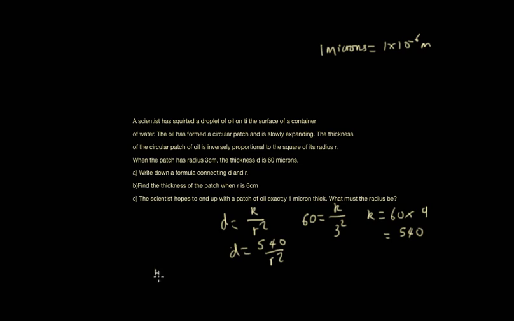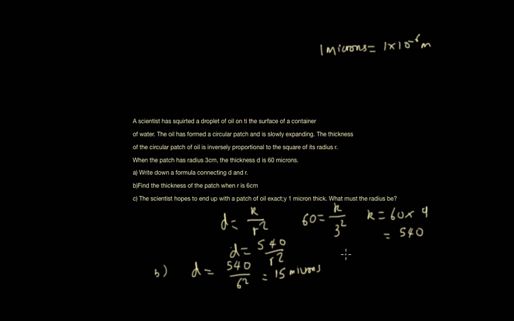So let's think of b. Find the thickness of a patch if r is 6 centimeters. So the thickness will be d equals 540 over 6 squared. Do the maths. You'll find it is 15 microns.